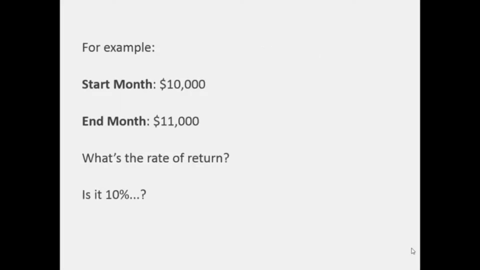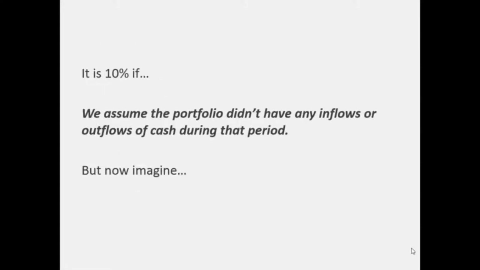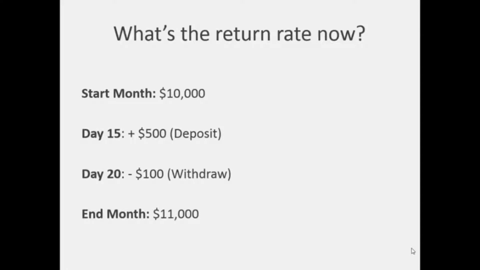For example, let's start the month with $10,000 in our account, and we're going to end with $11,000, okay? The return on investment is probably 10% if we assume the portfolio didn't have any inflows or outflows of cash during that period. But now imagine the following situation. We start the month with $10,000, and on day 15 we make a deposit of $500. On day 20 we make a withdrawal of $100, okay? And we end the month with $11,000, okay?